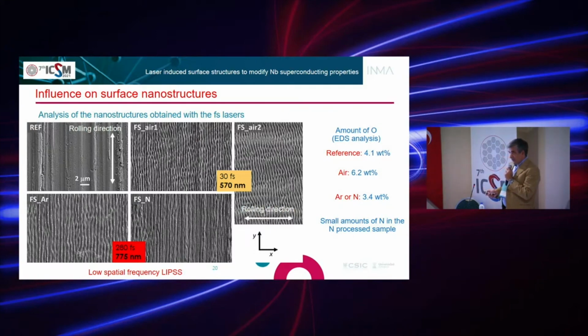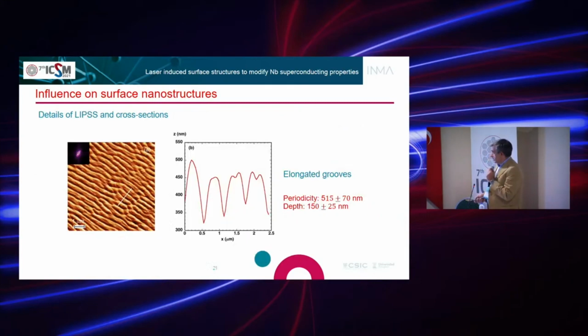Also, we have observed small amounts of nitrogen in the sample that have been processed in nitrogen. Also, if you make the AFM profile, you will see in this case that the periodicity is not exactly the wavelength of the laser. It's approximately 70% of the wavelength of the used laser, and the depth is nearly 10 times higher than in the case with the UV laser.